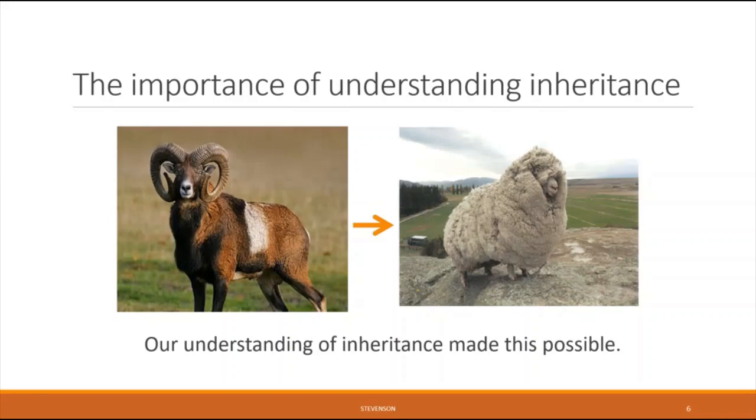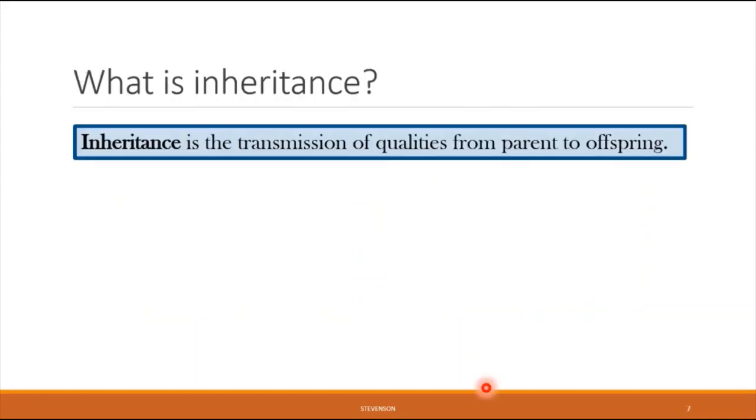It made it possible because many thousands of years ago, humans were able to recognize that offspring resemble their parents, and therefore, if they took the wooliest domestic sheep and bred them together, then they would end up with woolly offspring. And if they kept doing that over and over again, they could guide the evolution of these domesticated animals in a particular direction until you end up with the monstrosity of Shrek the sheep that we have today. So hopefully this anecdote leads you into this concept of inheritance nicely.